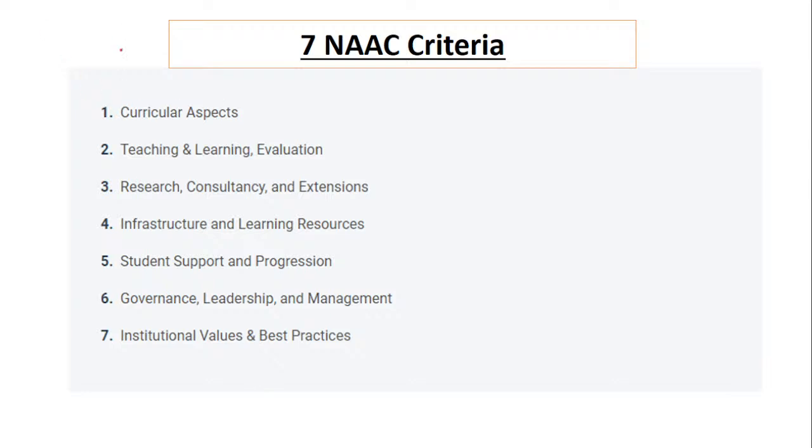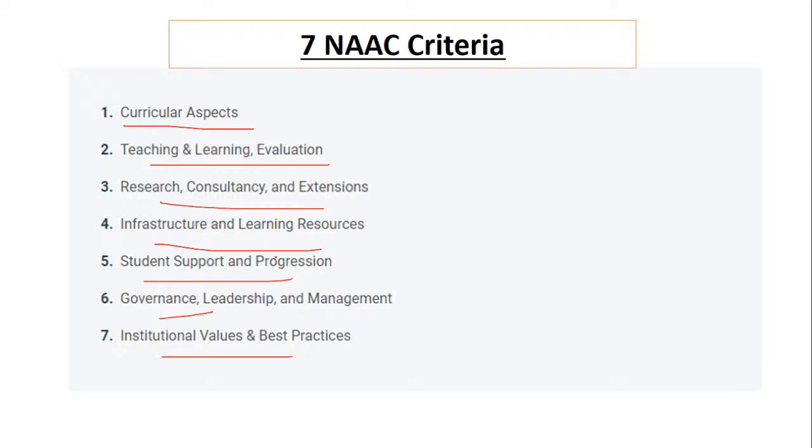Now when we talk about criteria, as such there is no question, but there can be. So NAAC has 7 criteria, which start with curricular aspects, teaching learning, research, infrastructure, student progression, governance, and institutional values and best practices. So these are the 7 criteria for which NAAC takes into consideration the quality. Now this is about NAAC.